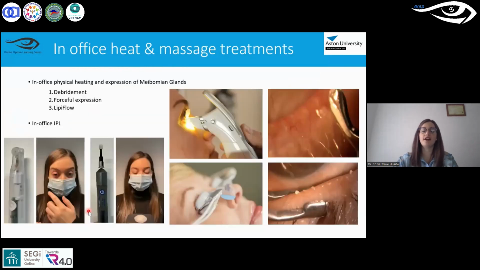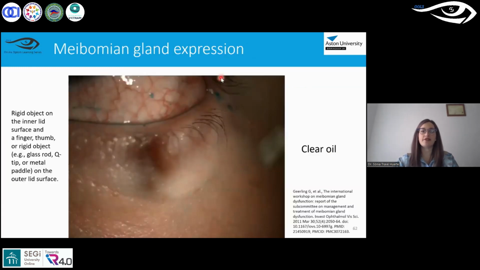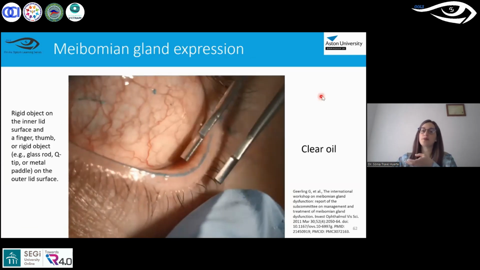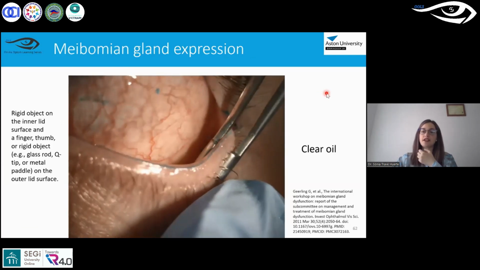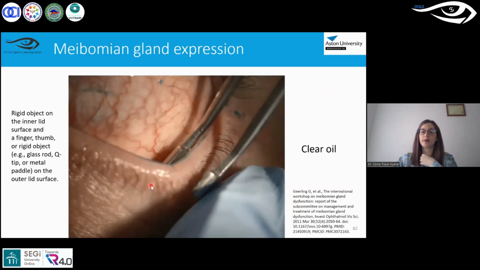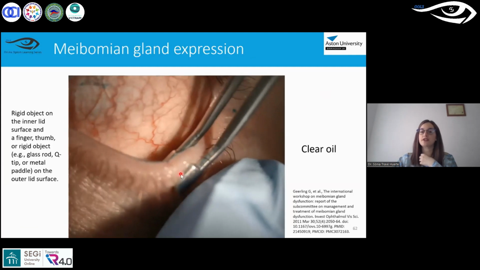And then we have other heat and massage treatments, by either debriding, expression of the lid, by removing any possible debris or demodex or blepharitis. And then we also have the expression. This is versus the other one. This is the therapeutic expression. So what I'm doing here is I'm forcefully pressing all along to see the oils coming up. In this case, we have clear oils coming up.